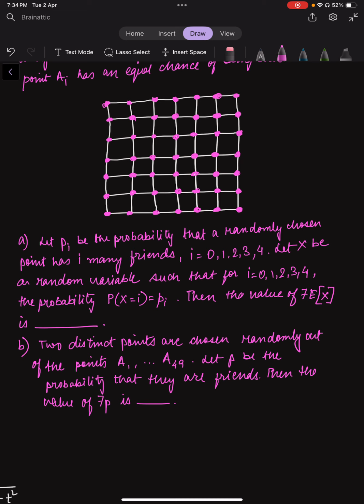And in the second question, two distinct points are chosen randomly out of the points A1 all the way to A49. Let p be the probability that they are friends. Then the value of 7p is.